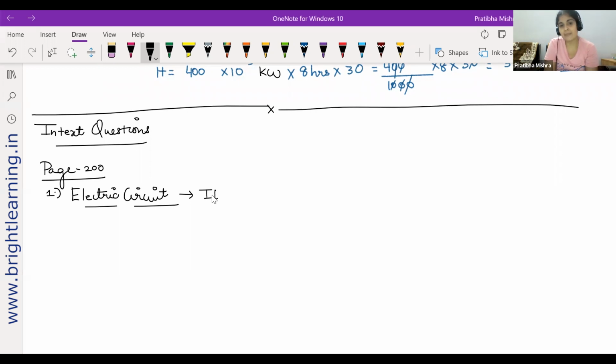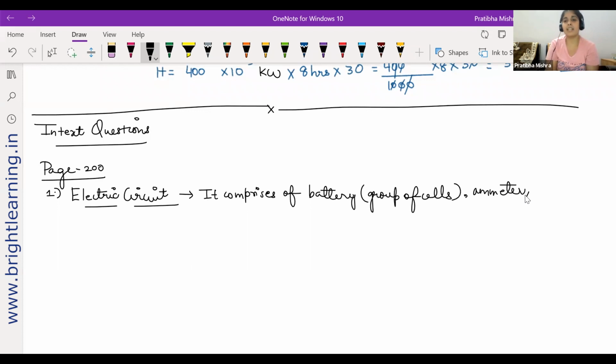So you can just say it comprises, I'm writing everything in short here because I've already explained these things. It comprises of a battery, which is nothing but a group of cells. You can write it down here. Then what else will it have? It will have an ammeter, right, to read the value of current. It will have a voltmeter to read the value of voltage or potential difference or electric potential.